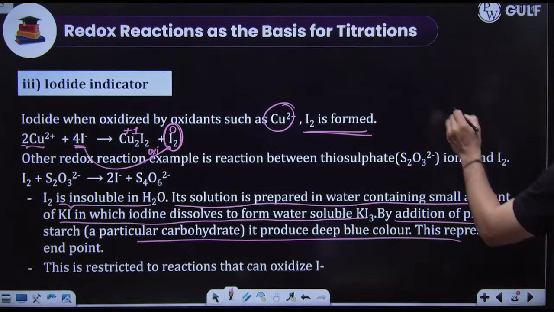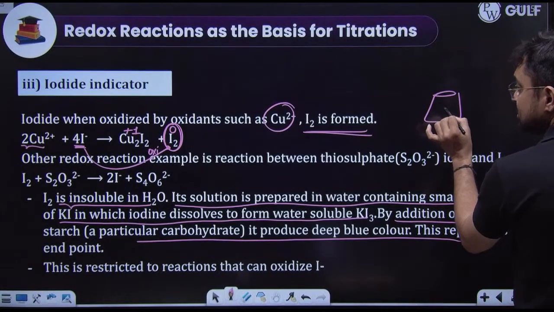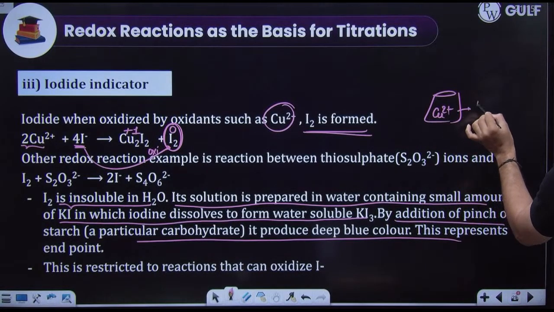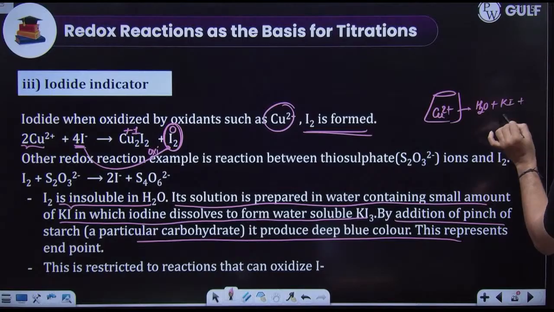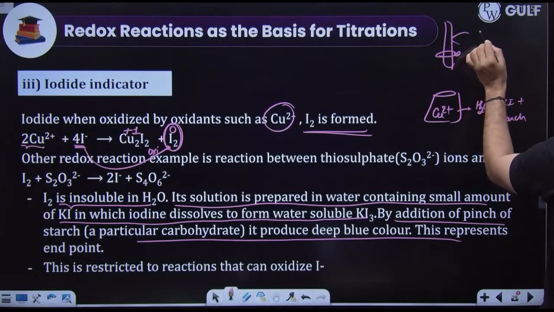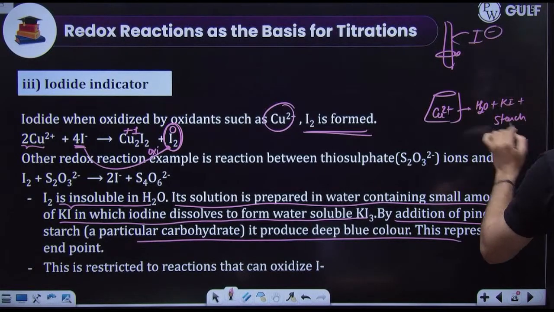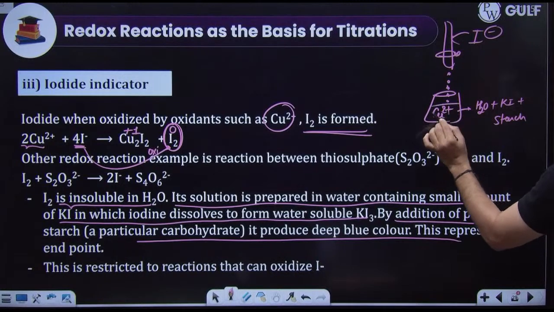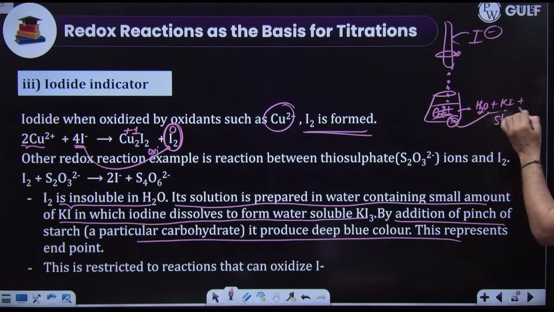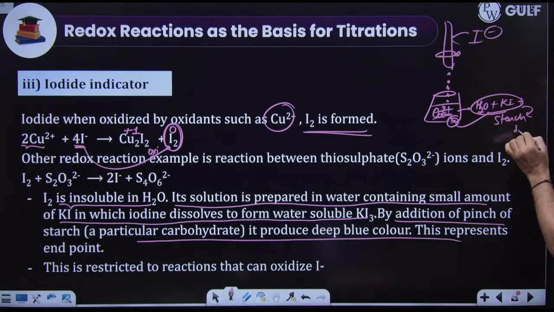So here what we do is, the conical flask that we are taking, in which we have Cu2+ ion, in that we added water, we added potassium iodide, and we added starch. And in the titration flask we take these iodide ions. Now iodide ion will consume the entire Cu2+. Now as soon as iodine forms, it will dissolve in water and KI, and will react with starch to give you blue color, and that will show your end point. So guys, this is how titration works. This is your iodide indicators.